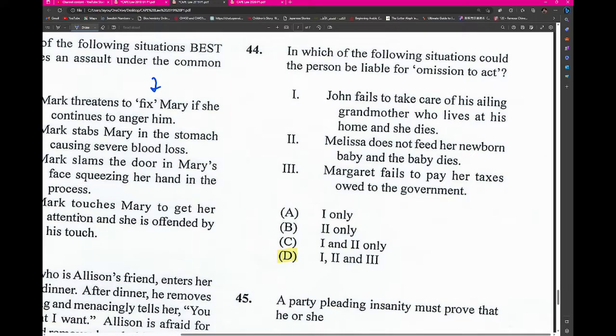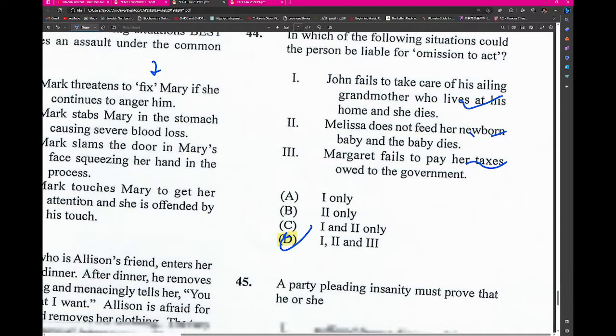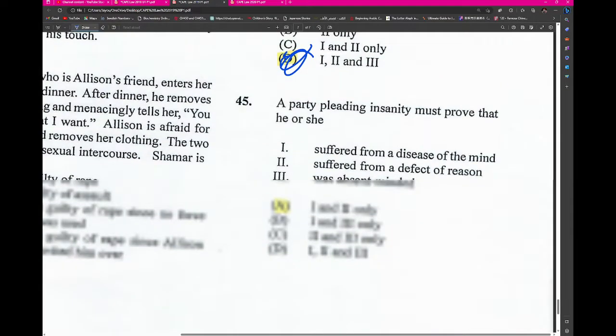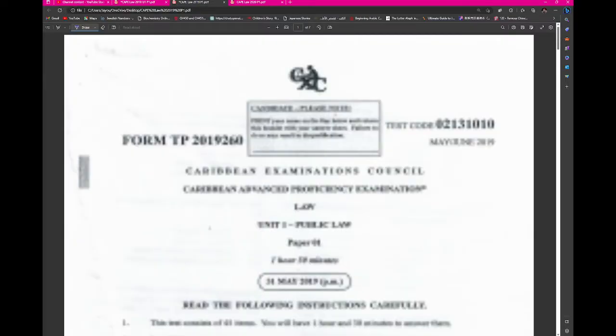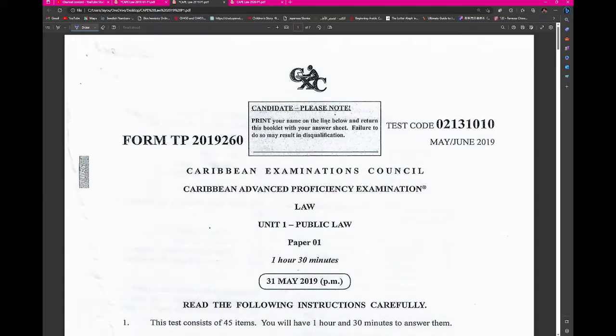In which of the following situations could a person be liable for omission to act? This would be 1, 2, and 3. Right? A party pleading insanity must prove both of these things. That doesn't make sense. 1 and 2. That is the end of the 2019 Paper 1 for Law Unit 1, public law.